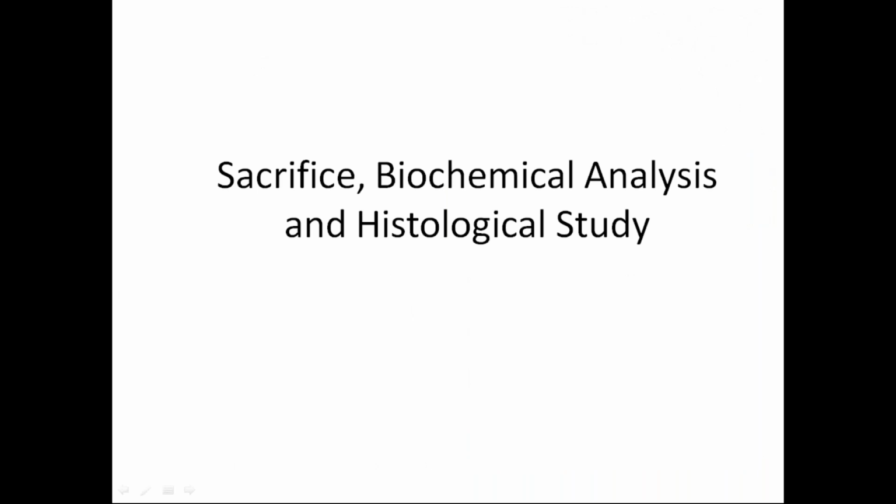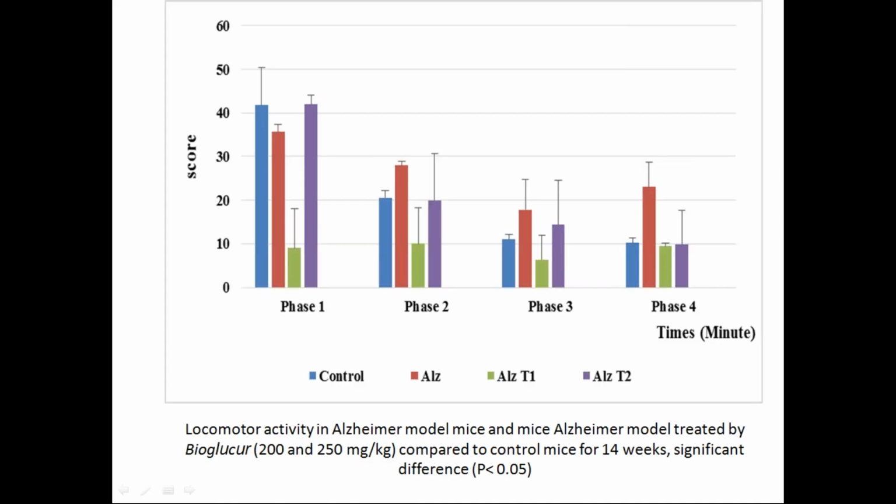The third parameter is after sacrifice. We can do some biochemical analysis and histological study. Now this is some data of our research in my laboratory. If you see the locomotor activity in the Alzheimer model, we have 4 phases or 4 steps. Each step is 5 minutes, and we can calculate the score of the locomotor activity in different groups: Alzheimer and control, and Alzheimer treated by 2 or 3 doses.